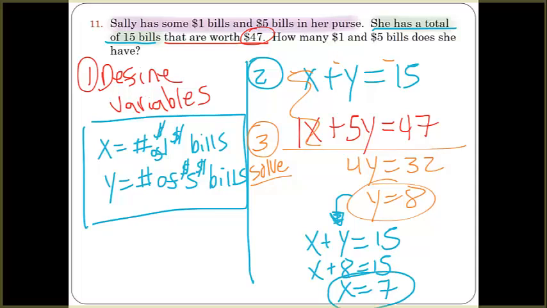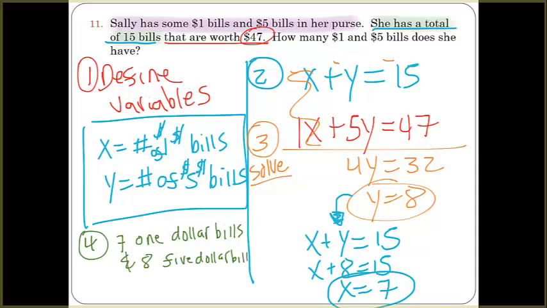And the fourth step, which I think mostly kids are pretty decent at doing, is writing this in terms of a sentence. Are you going to be required to do this? I would get into the habit of it because in standardized tests they like you to do this. But we have 7 $1 bills and 8 $5 bills. That is your answer. So the sentence, just because it's a little more professional to put it in a sentence.